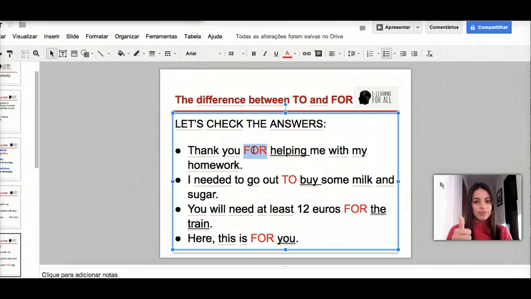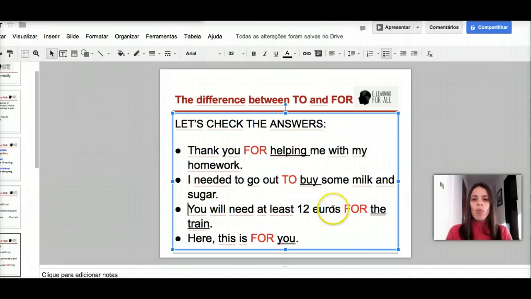Okay, got it? Perfect. The second one: I needed to go out to buy some milk and sugar. To buy, because buy is a verb in the infinitive, and when we have a verb in the infinitive, we use the preposition to and not the preposition for. All right? Okay. The next one: you will need at least 12 euros for the train.